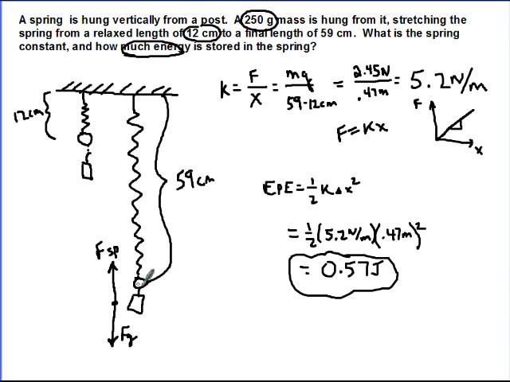Not a lot of energy, but it certainly does have energy, and I could see that if I took that mass over there and just let that spring go, it would shoot up this way because it's got a lot of elastic potential energy, and that elastic potential energy can be converted into other forms, which is what the next example is going to show.